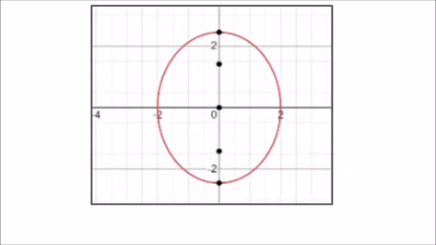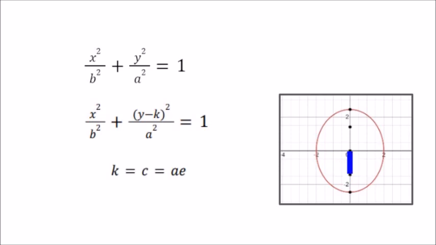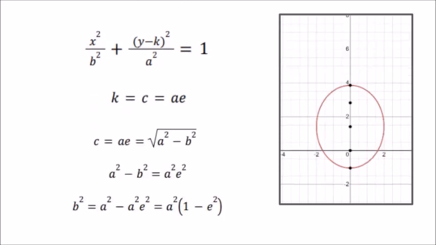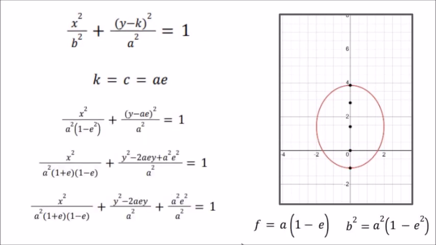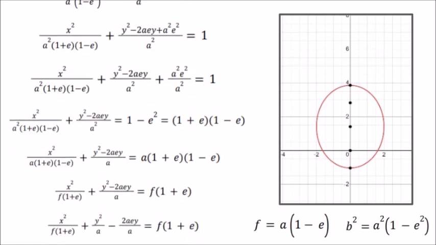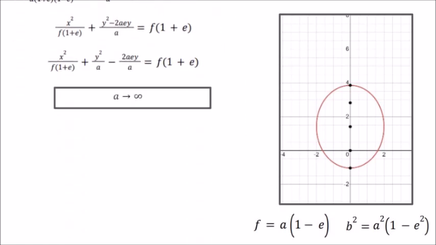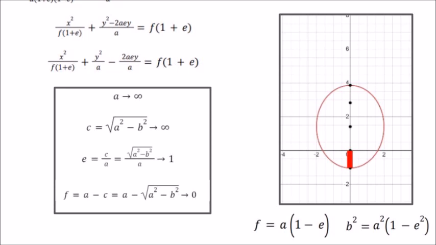Here's how. Wait a minute, that's just an ellipse in the vertical form. Let's center it at a focus, k equals c. Next, an expression for b to hold on to, and f, that guy again. Substitution and algebra, lots of it. But finally, we're getting to the good part. We're going to let a go to infinity, c will go there too, e goes to 1, just like we wanted, and f will go to 0. Let's go.